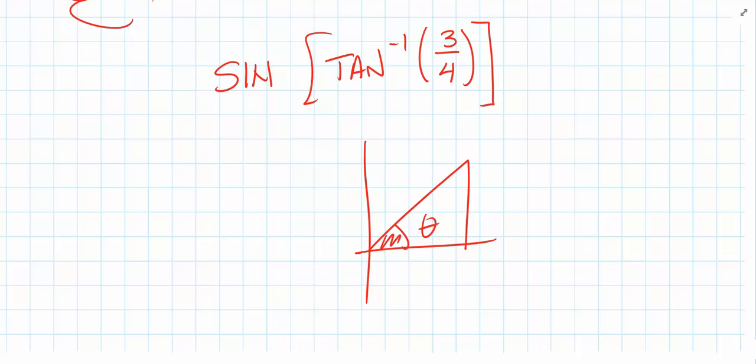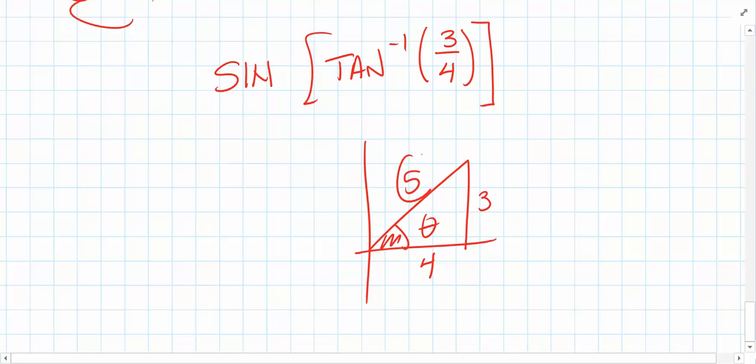So you should have drawn in quadrant number 1. You're in quadrant number 1 because tangent is your positive angle. So this has to be a 3. This has to be a 4 because it's opposite over adjacent. Therefore, the leftover piece has to be 5. You want the sine of that angle. Sine is the opposite over the hypotenuse. Therefore, all of this should be 3/5.